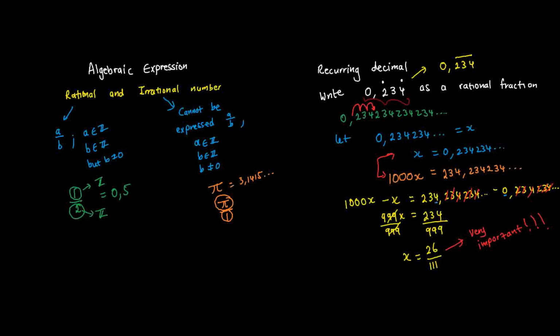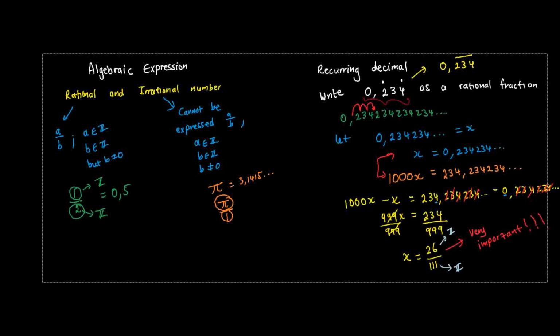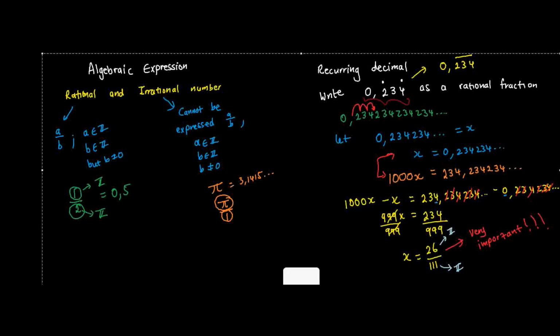And by the way, what is 26? 26 is an integer, and it's being divided by 111, which is also an integer, thus proving that this number is in fact a rational number. Very, very interesting. Okay. Now we're going to move on to simplification. Or before we go on to simplification, sorry, let's represent numbers on a number line, which is also very, very interesting.